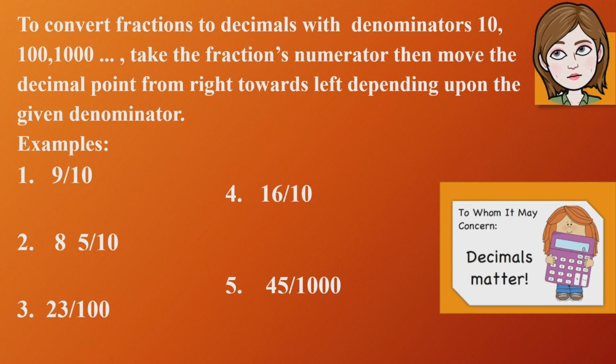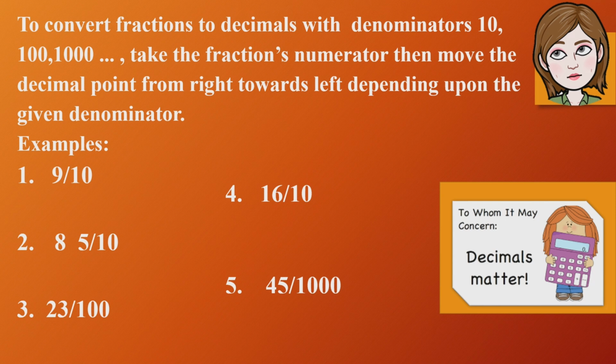So say for instance, the denominator is 10, we will move one step towards left. If it is 100, two steps or two moves. If it is 1000, three moves. And for 10,000, we have four moves. And so on and so forth. Let us have some examples.